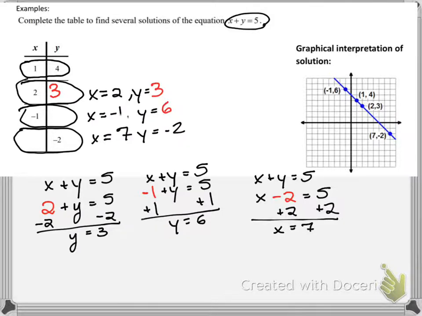Okay, so let's look at the graphical interpretation of our work. Notice that all 4 of these ordered pairs land on the line. What is this line? This line is the graph of x plus y equals 5. So we did our work so that all 4 of these points are solutions, meaning that they all coincide with the line that we've graphed.